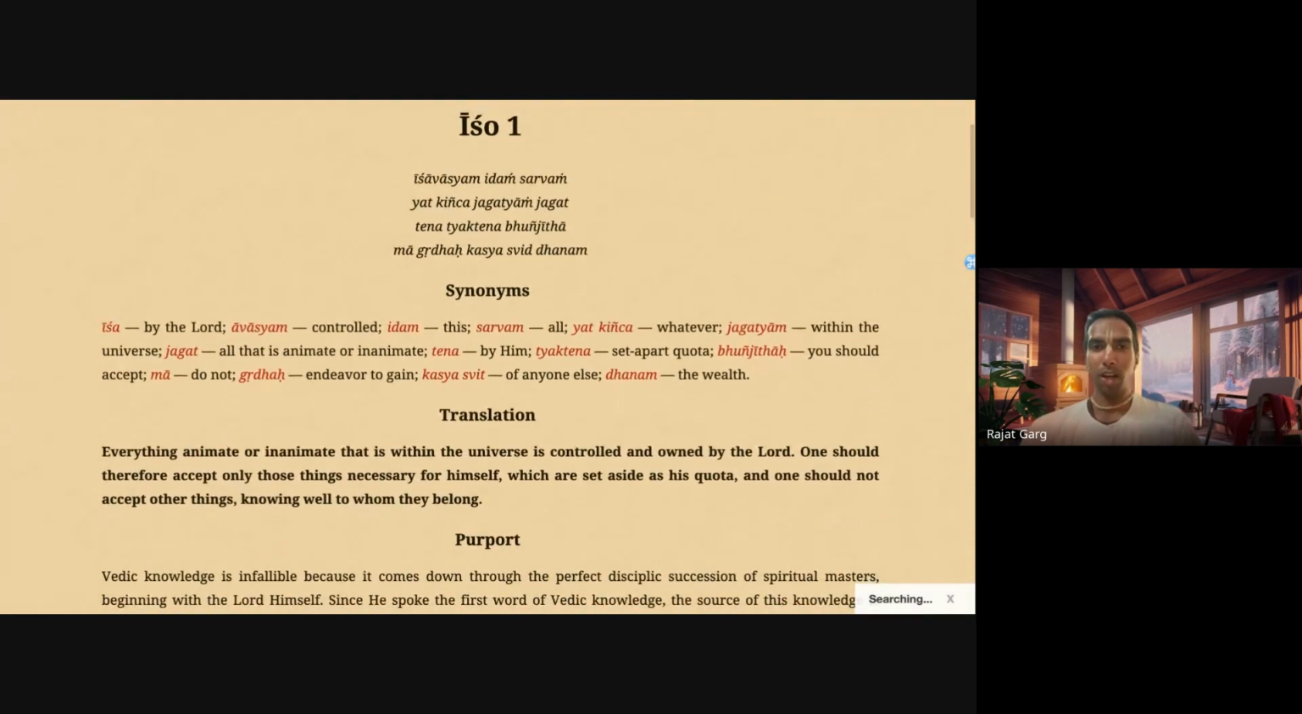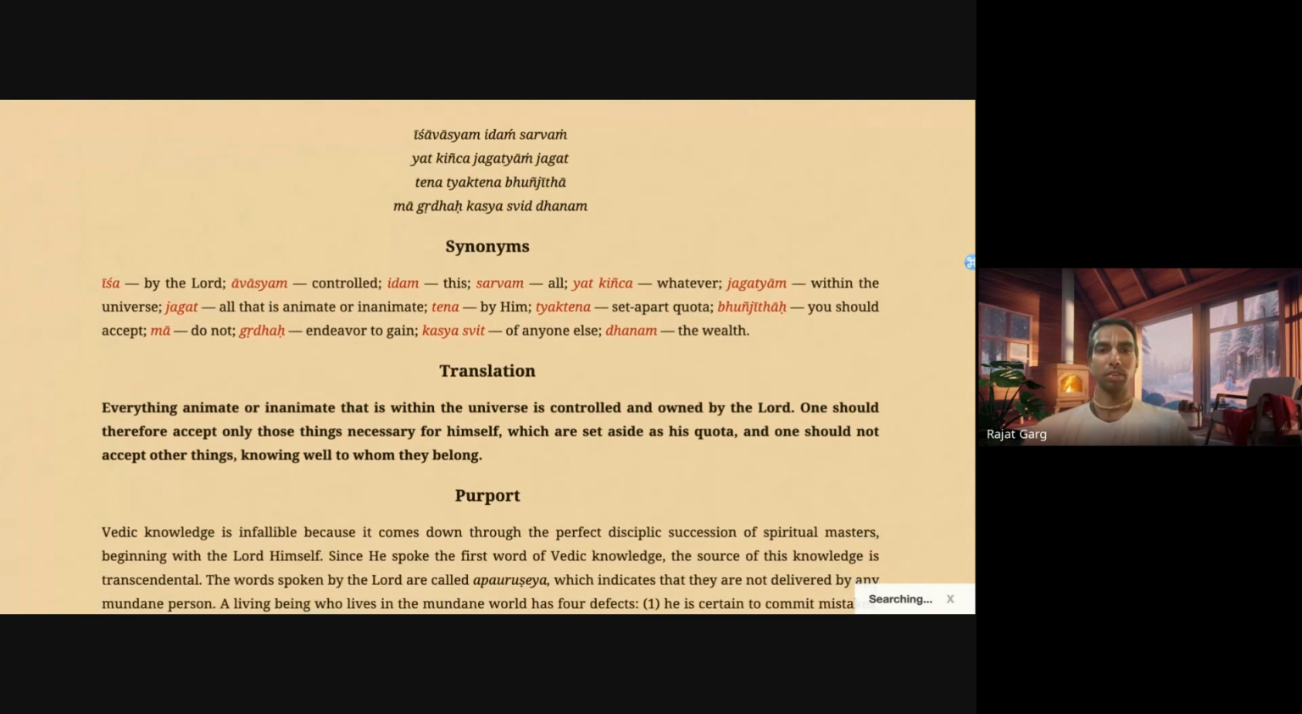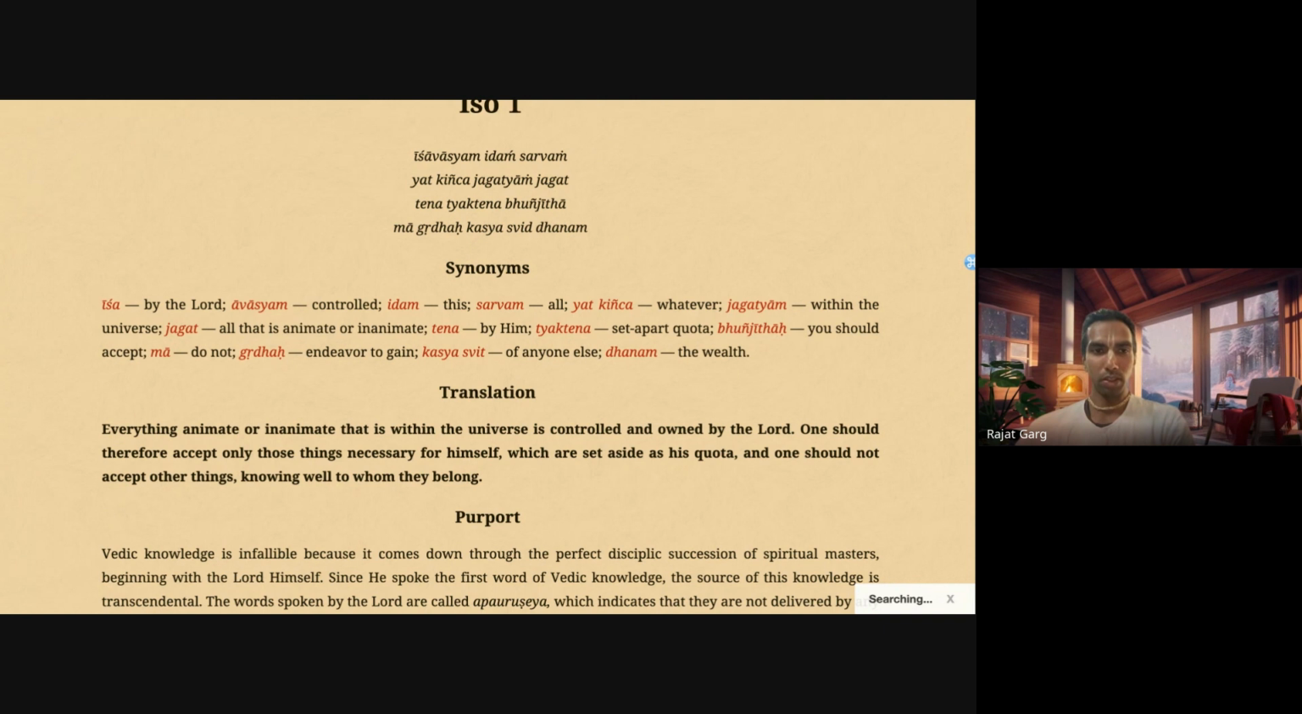So now we will start the first verse of Ishopanishad. My understanding is that there are no questions. You can sing after me, if you want.